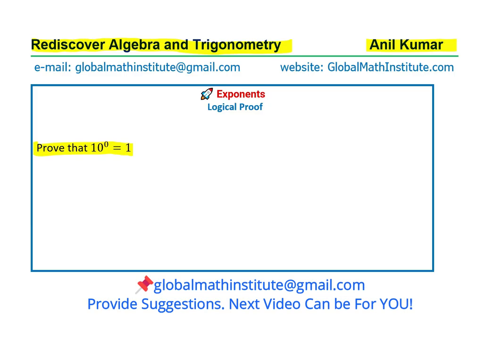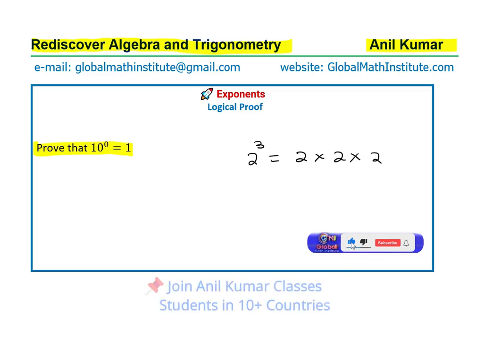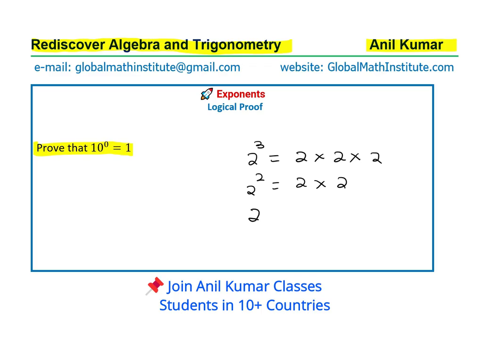Now, many times teachers like me must be in the same situation when a middle school student is asking a simple question that, well, you have just taught us that if I write 2 to the power of 3, it really means 2 times 2 times 2, right? And if I write 2 to the power of 2, it means 2 times 2, right? There should be two 2's which get multiplied. And if it's 2 to the power of 1, which you also write as 2, it's just 2.